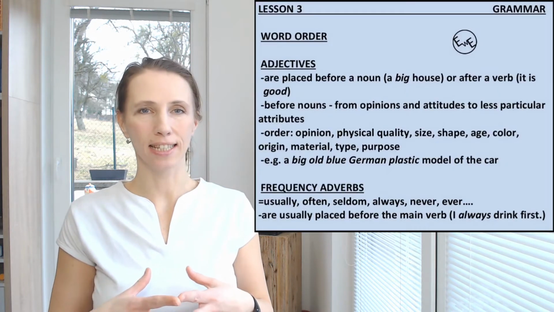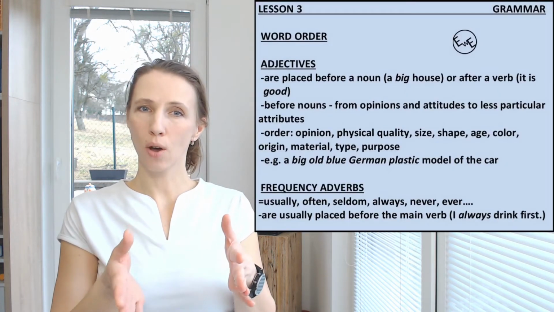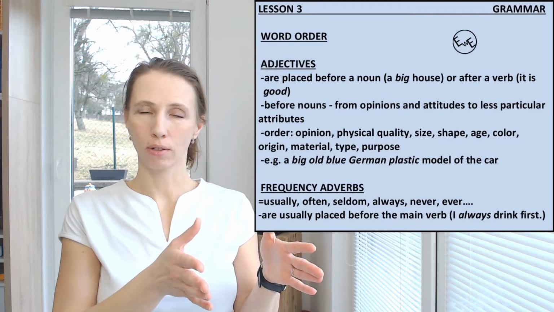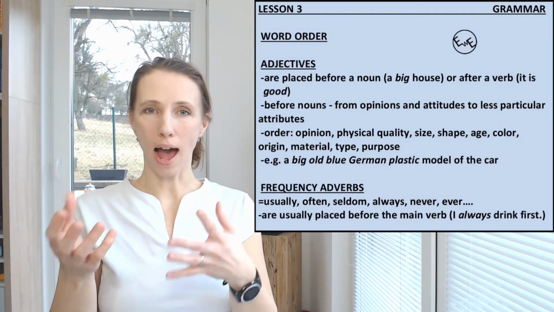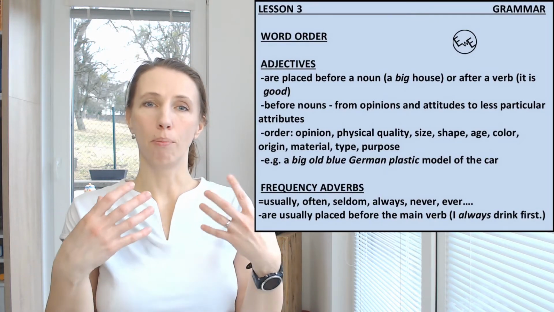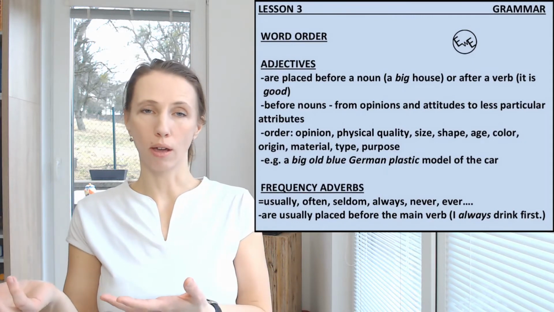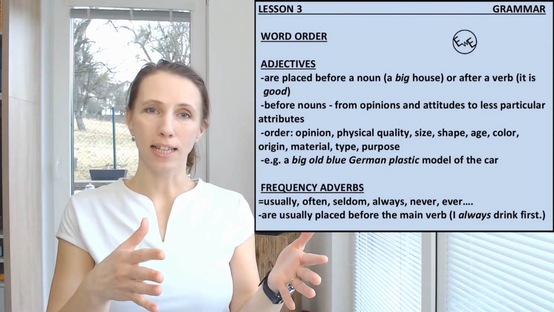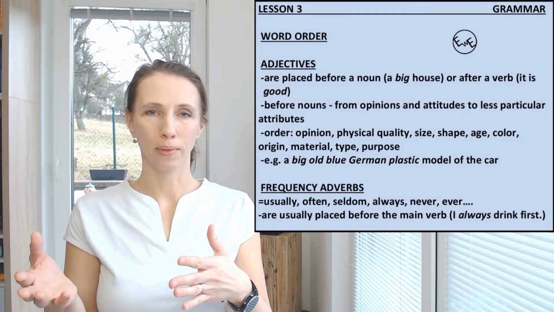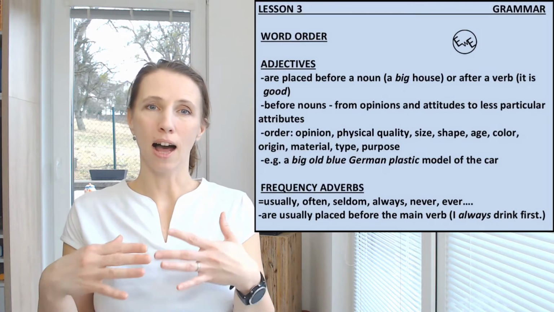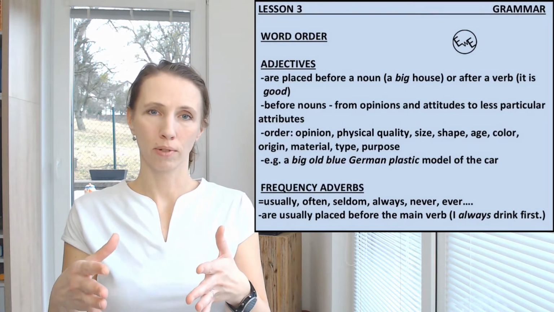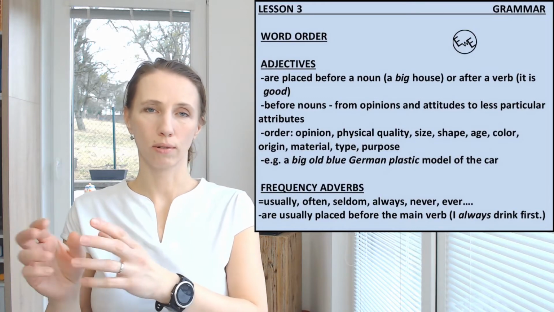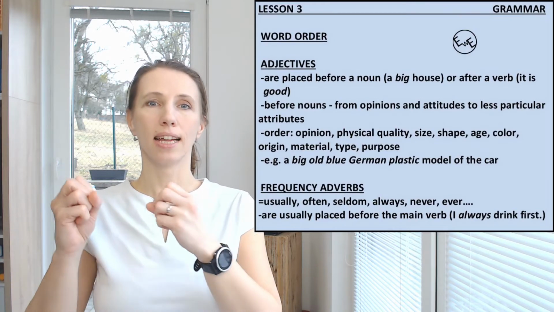If we have an adjective in a sentence, then it usually goes before the noun. An old house, a big boy, a nice car. Sometimes it is after a verb. It is good. She is nice.